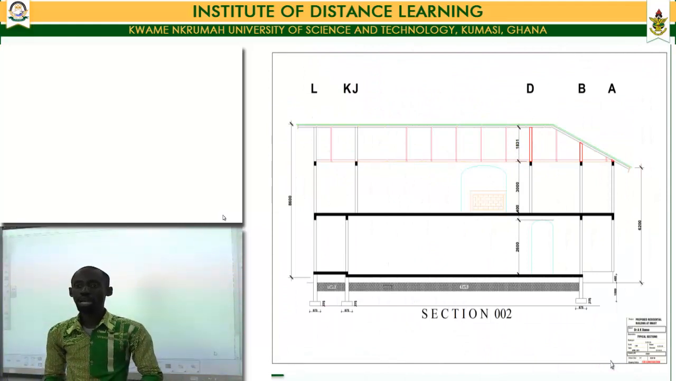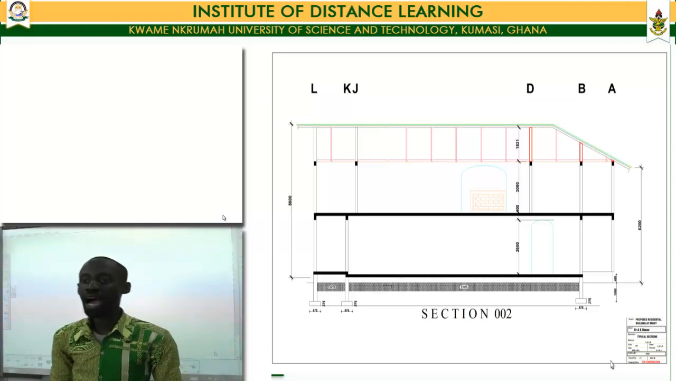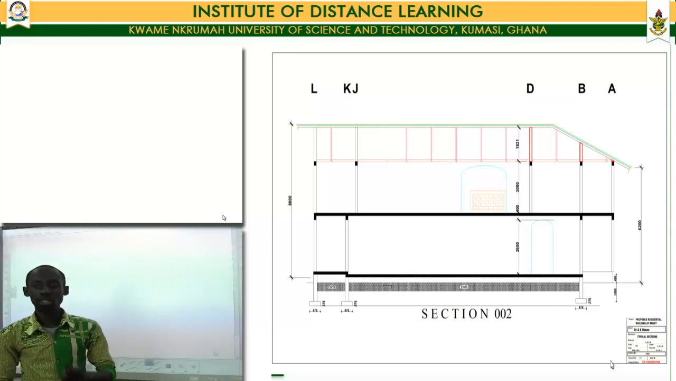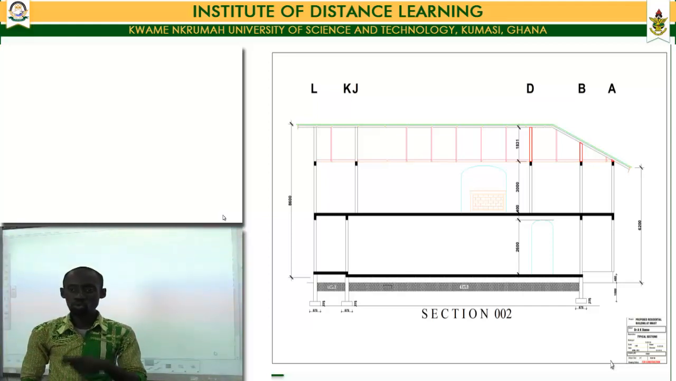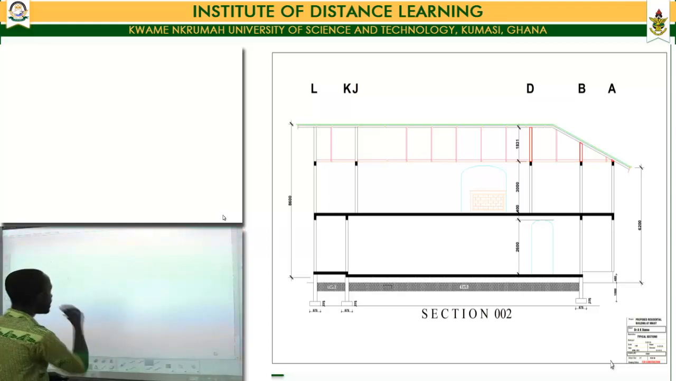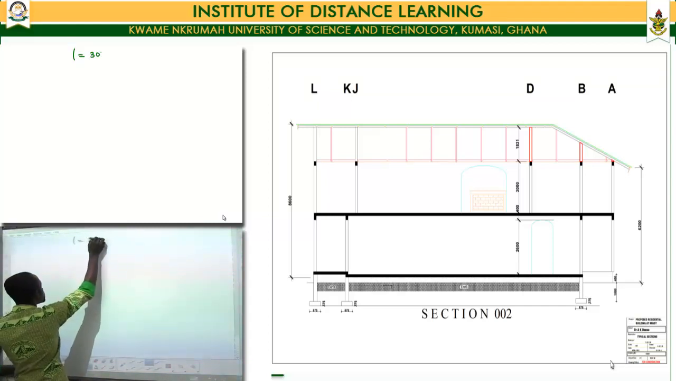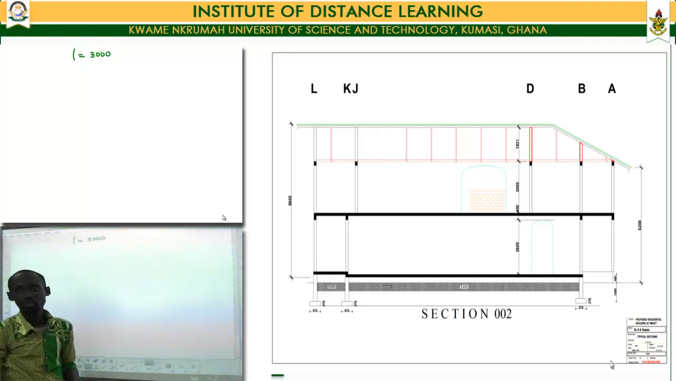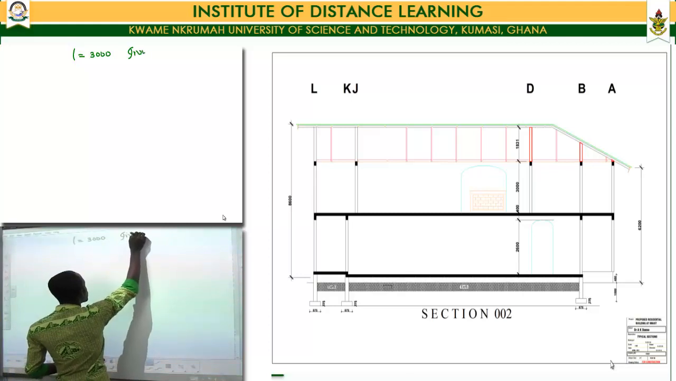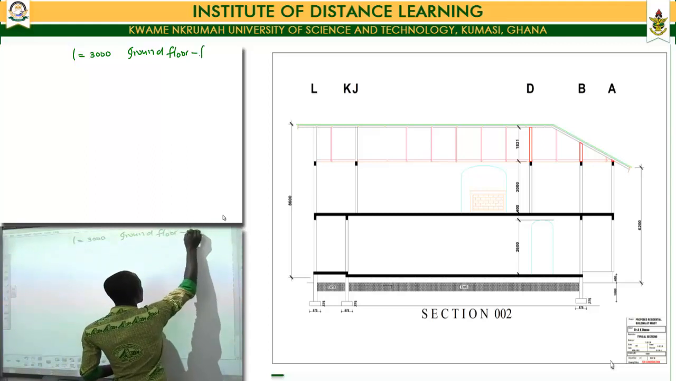Now, moving on, we'll look at a section through our building. Looking at the section, our room height, or our height from the topmost part of our ground floor to the topmost part of our first floor, has a dimension of 3,000, and that is from the ground floor to our first floor.